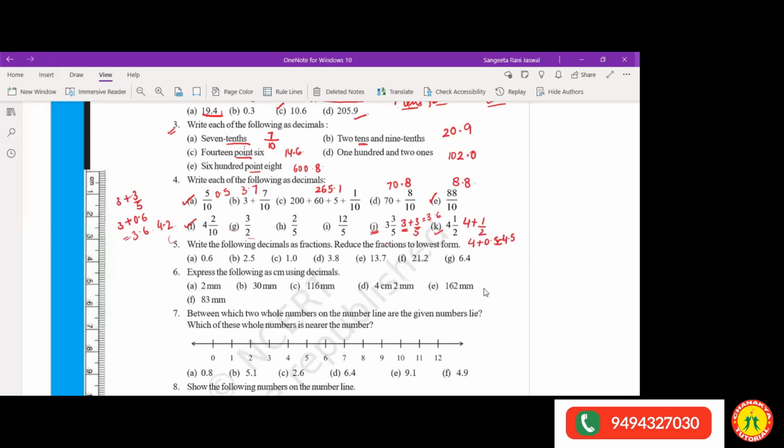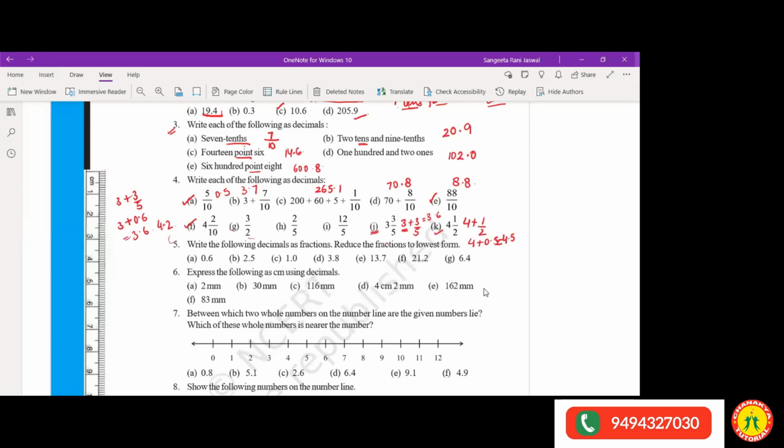Ma'am, but I did it in a different way. I just moved 4 aside and converted 1 by 2 into a denominator of 10. So I got 5 by 10. Yes, that you can also do. Ma'am, we can also convert the mixed fraction into an improper fraction. That is also one more way of doing it. You can find the equivalent fractions also.